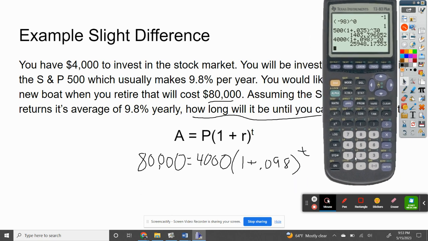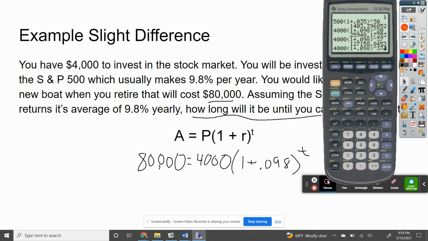So my guess would be somewhere close to 30, probably like 37 years is a good guess for me. So 4,000 times 1.098 to the power of, and let's just see what 37 gets us. Oh, too much. We don't need quite that much. So what you can do on your calculator, I don't know if you know how to do this, but if you hit the second button and hit enter, it retypes your previous line in. So I'm just going to go back and change this 37 to maybe like a 32.